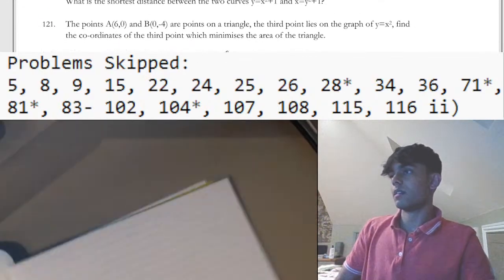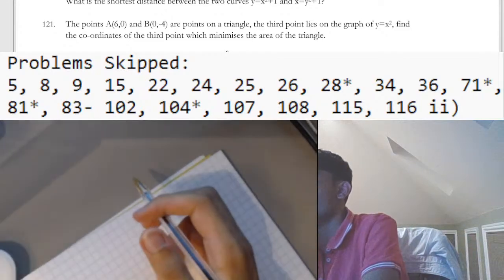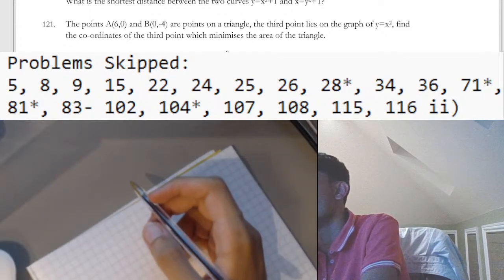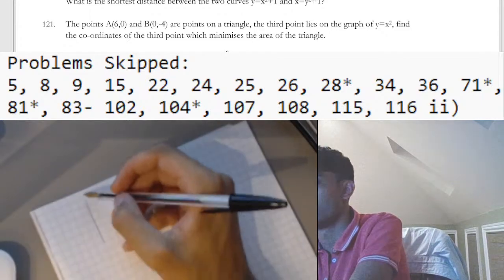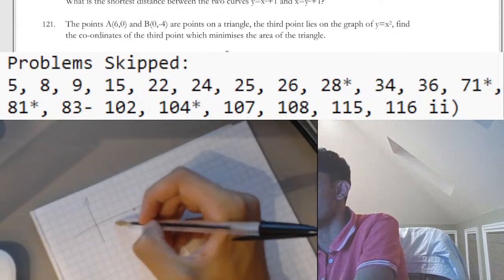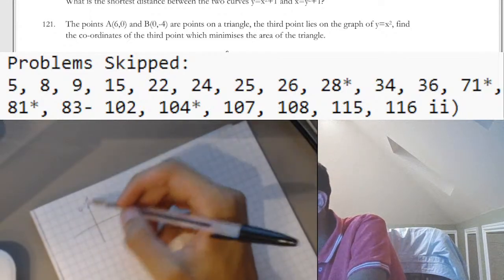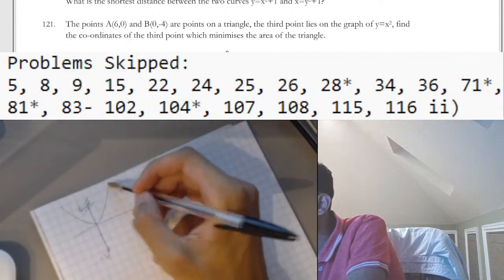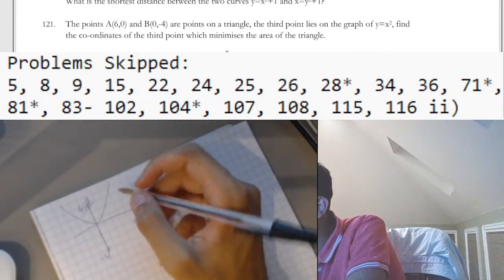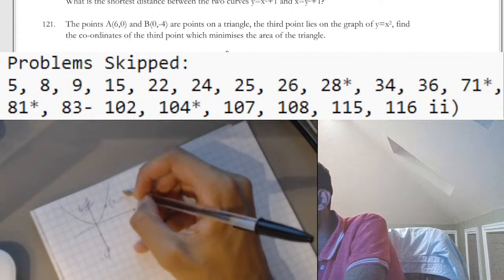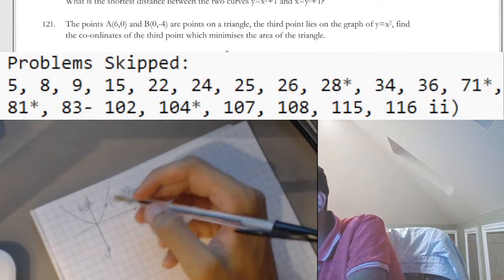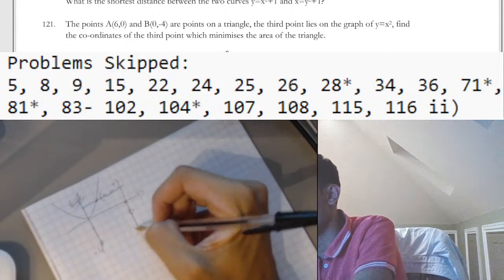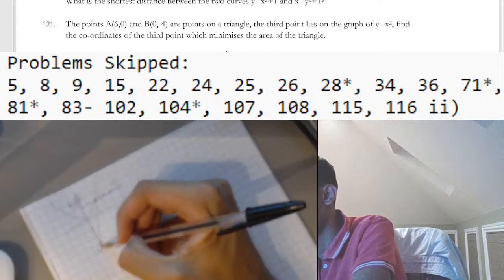Okay, these points are points on the triangle. The third point is on this. Find the coordinates of the third point, which minimizes the area of the triangle. Well, okay, so you have 6, 0. You have 4, 0, or 0 minus 4. And you have some point on this curve. Well, okay, let's say it's a squared. Then we can calculate the area of this thing.